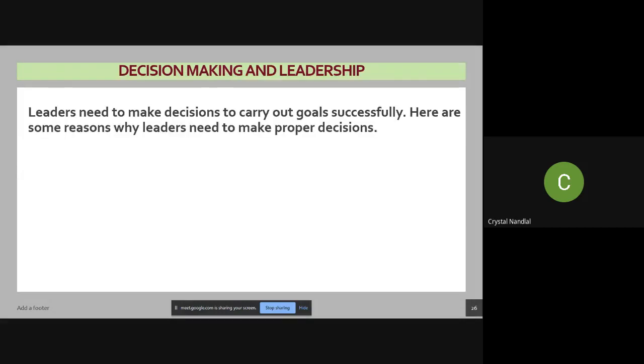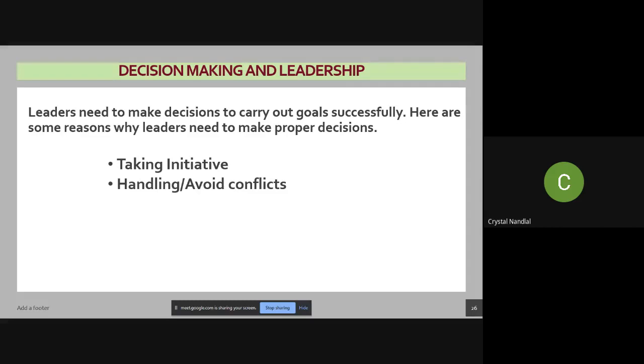Leaders need to make decisions to carry out goals successfully. Here are some reasons why leaders need to make proper decisions. You need to take initiative as a leader. Sometimes people would say negative things that would question their integrity and morality. And you, as a leader, need to take the initiative and say, well, hey, that is wrong. Or, I understand what you're saying, and we need to come up with another solution because it doesn't really seem right.